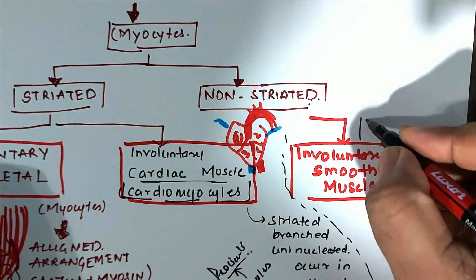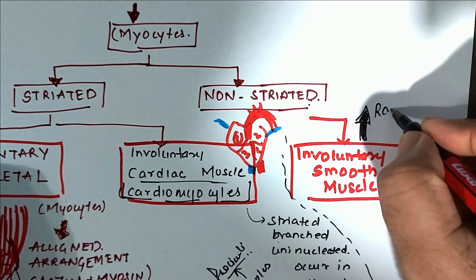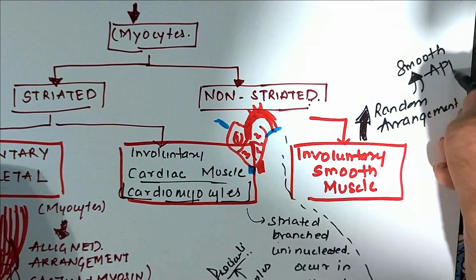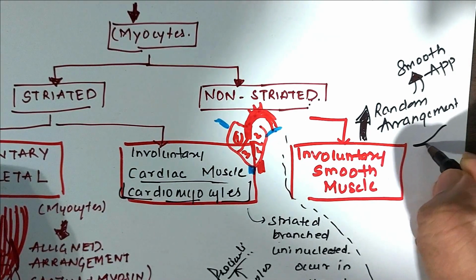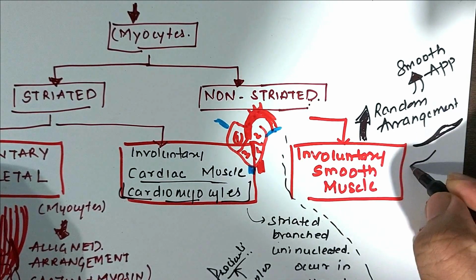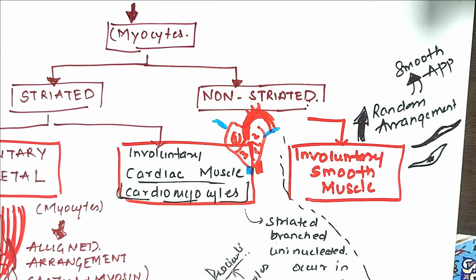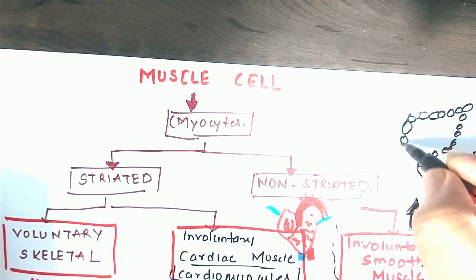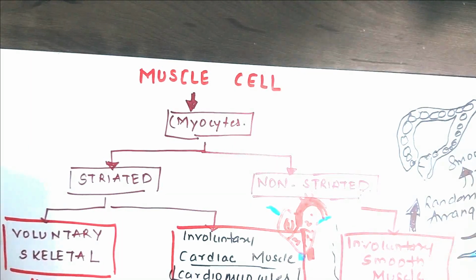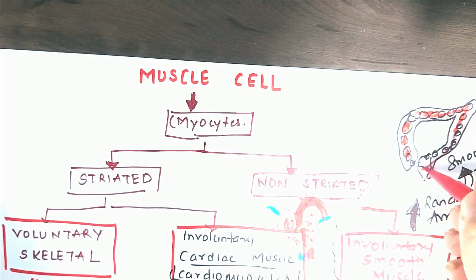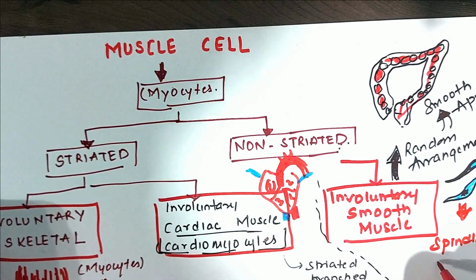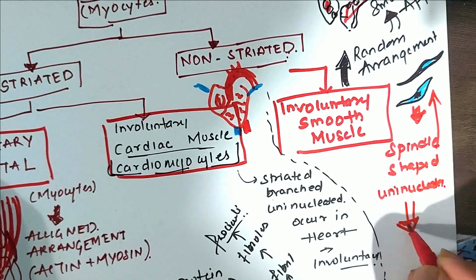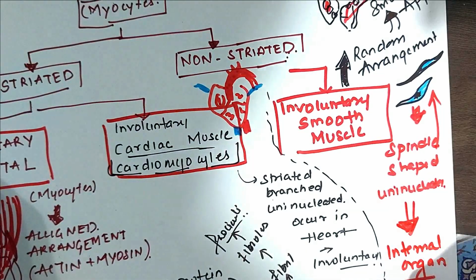Next, we will discuss the involuntary smooth muscle cells. These smooth muscle cells have a random arrangement, and that's the reason why they have a smooth appearance in contrast to that of the striated muscle cells. They are uninucleated, spindle shaped, and mostly found in the inner and outer linings of the organs and cavities. So, spindle shaped structure, uninucleated, and found in the linings of the internal organs.